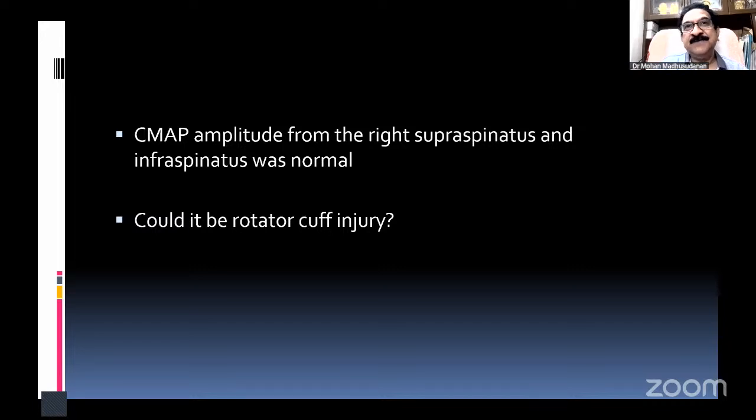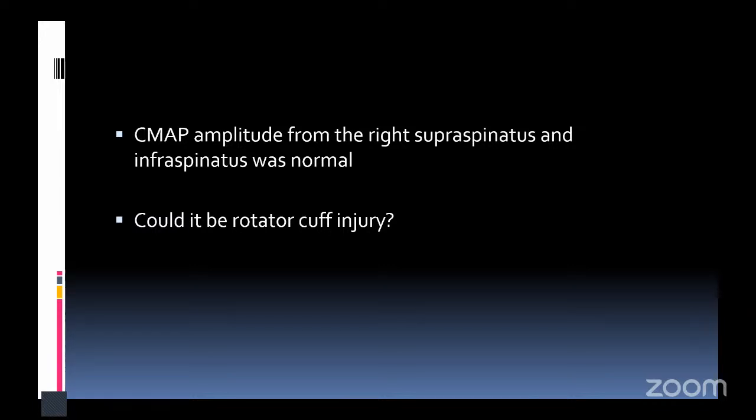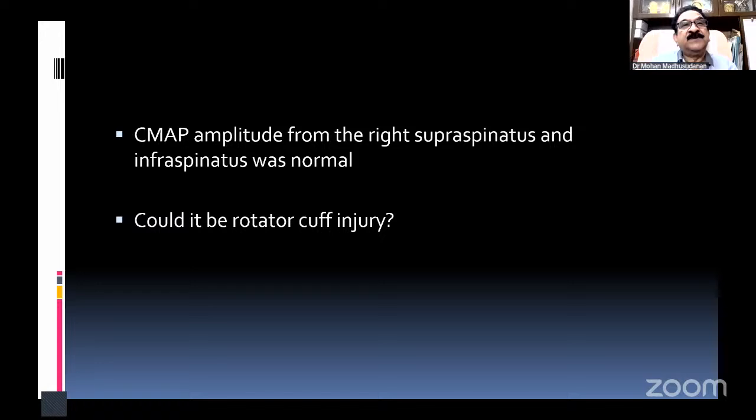See, he has got significant weakness, but at the same time CMAP amplitude in the infraspinatus, supraspinatus is normal. Are you following me? Yes, sir, but pain... Yeah, pain may not be there. With injury, pain may not be there. See, this all happens when you're doing the fall. That may not cause much pain at all. Maybe there, may not be there.